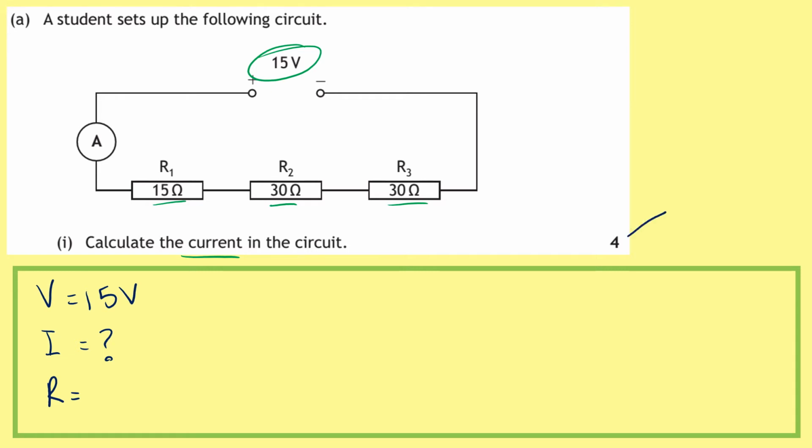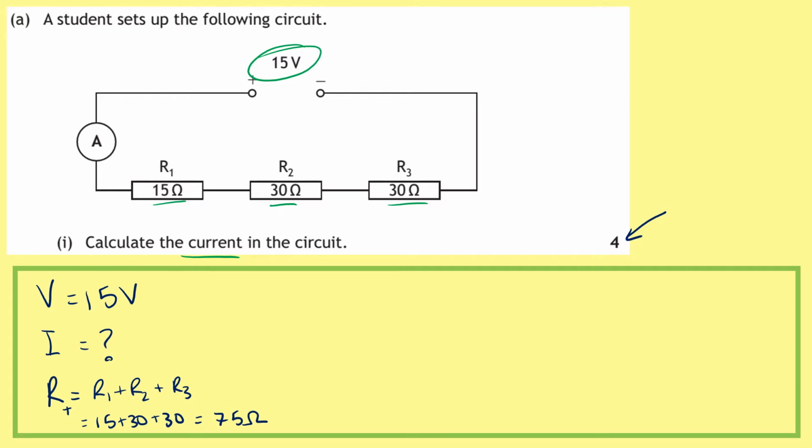You can see this question is worth 4 marks, so it's not just an equation we're going to use. We've got another step here. The step to recognise is that we need to find the total resistance in the circuit. And because this is a series circuit, the total resistance is going to be R1 plus R2 plus R3, which is 15 plus 30 plus 30, which is equal to 75 ohms.